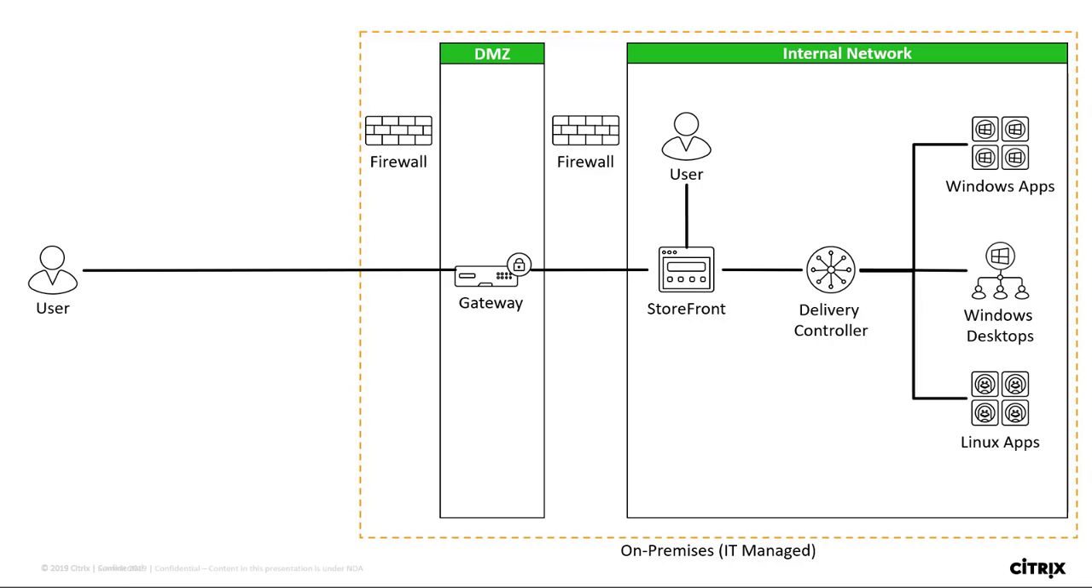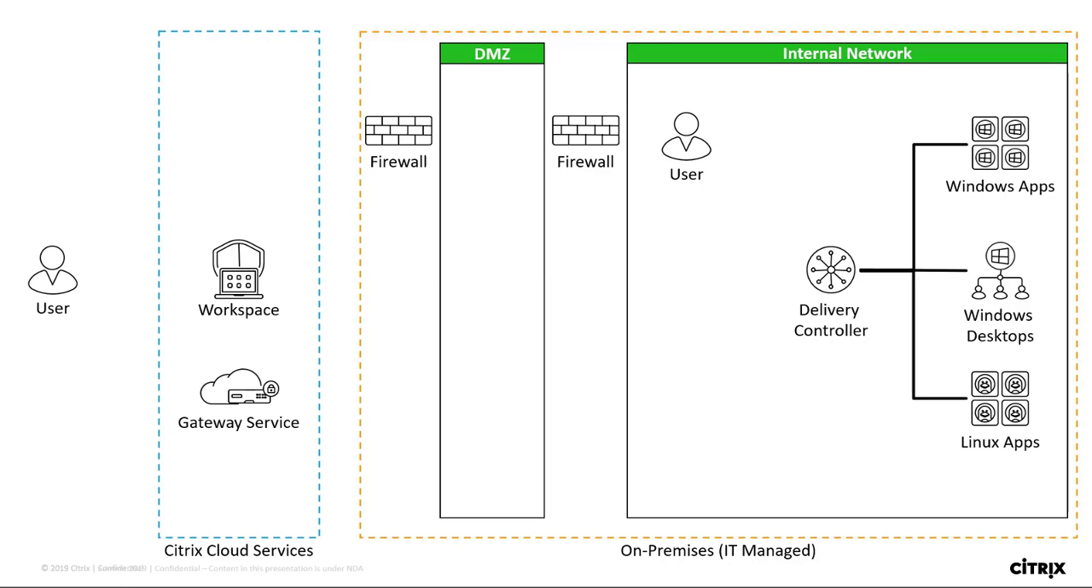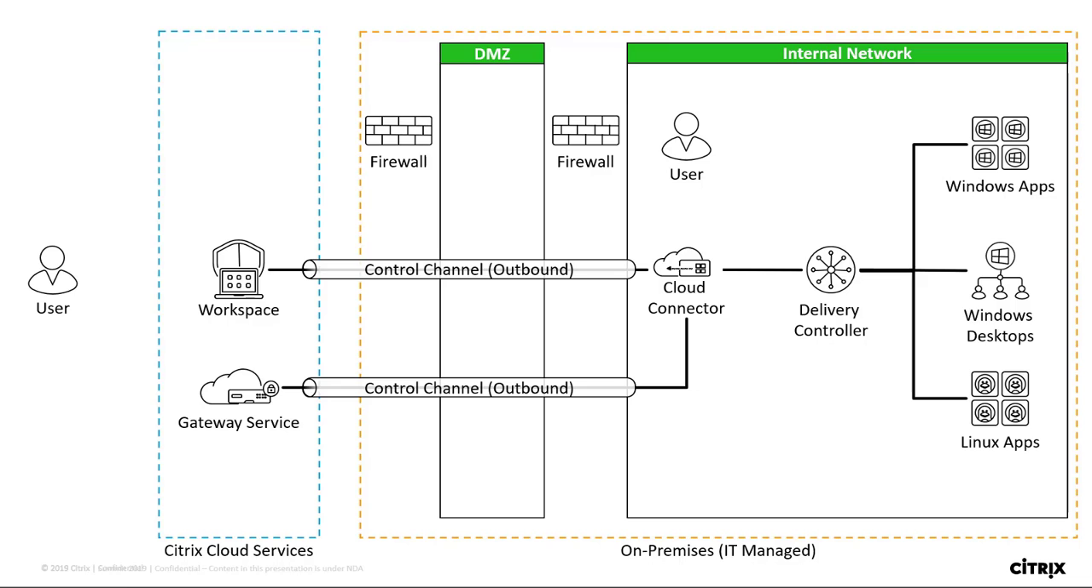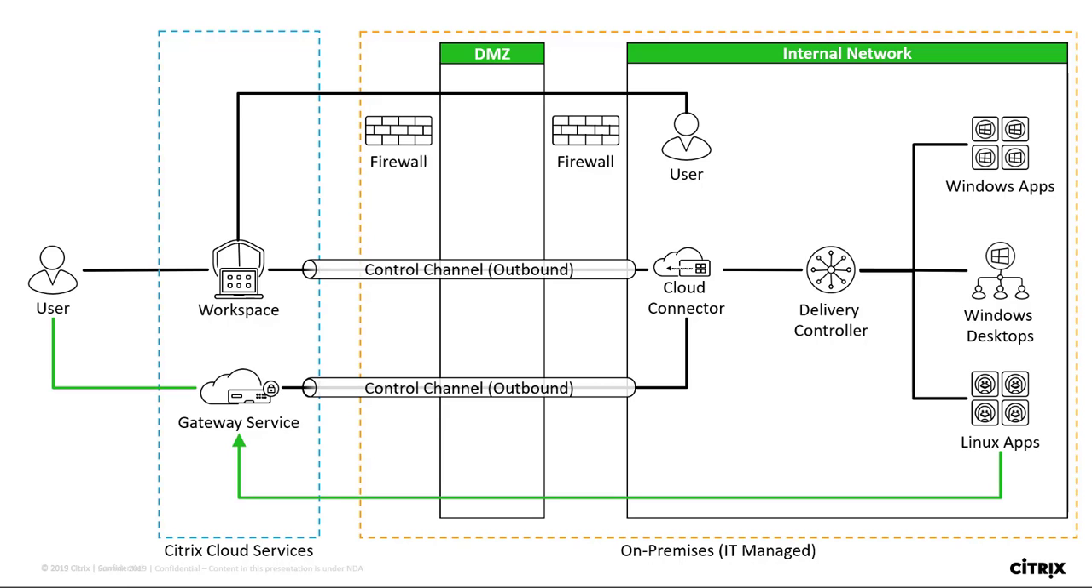So what would make our virtual apps and desktops environment easier to deploy and manage is to remove the network complexity by using a cloud-based service. So Citrix Cloud Connector creates an outbound channel to the Gateway service and the Workspace, allowing Workspace to authenticate users with Active Directory and aggregate our virtual apps and desktops. So that when a user connects to a virtual app or desktop, the virtual resource establishes an outbound connection to Citrix Gateway service. The Gateway service proxies this connection between the end user and the resource.